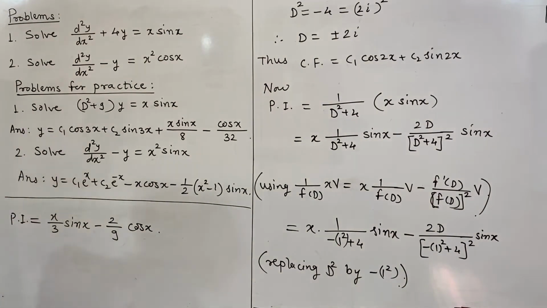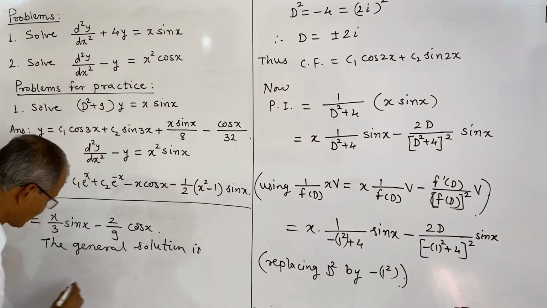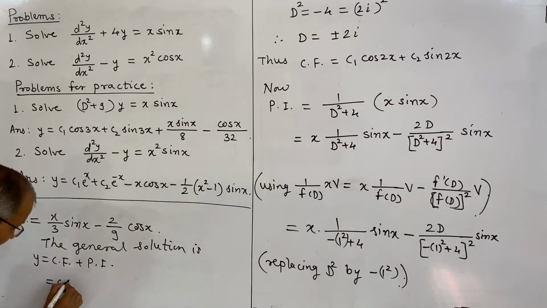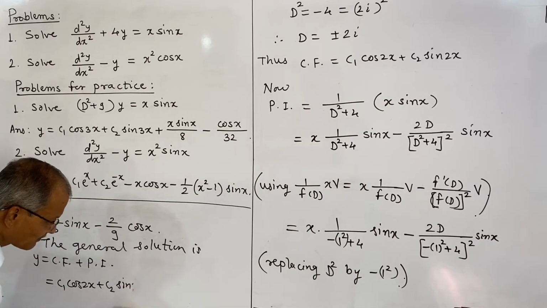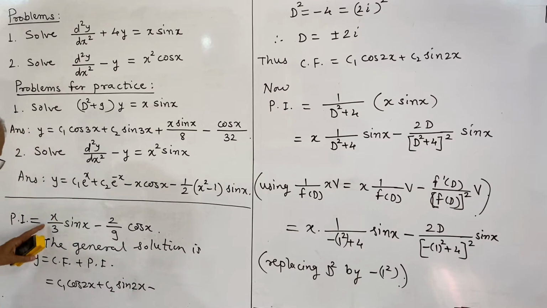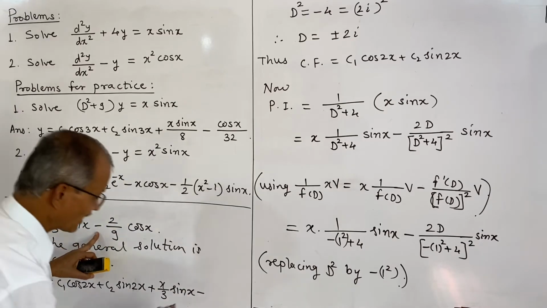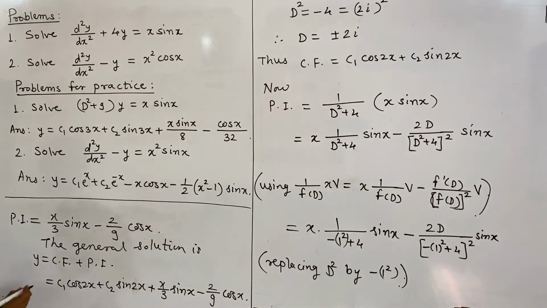Thus we have obtained the particular integral. Now we can write the general solution. Therefore the general solution is Y is equal to CF plus PI, particular integral. What is the CF? C1 cos 2x plus C2 sin 2x, and next is plus x by 3 sin x minus 2 by 9 cos x. So this gives the general solution, and thus we have solved the first problem.